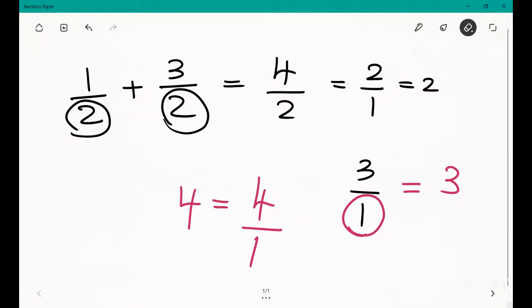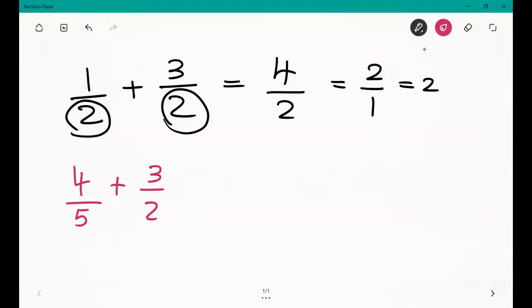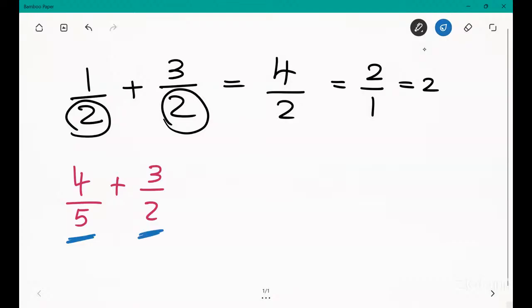Then let's say that your denominators are not the same. So you have something like 4 over 5 plus 3 over 2. Here you can see that both your fractions have different denominators: here you have 5 and here you have 2. The first thing that you have to do before you add or subtract is make sure that your denominators are the same. For that, you have to multiply the fraction up and down by a specific number. So let's try this.